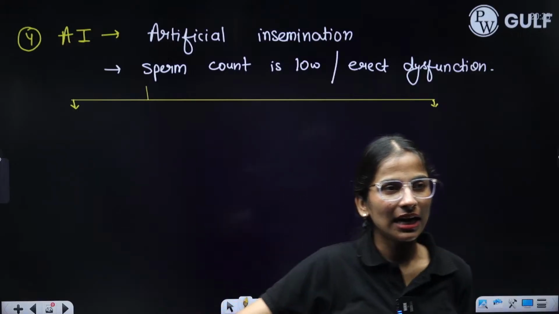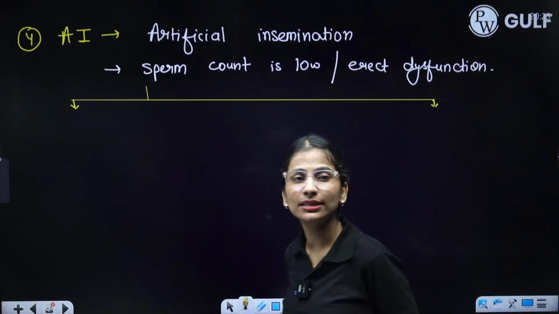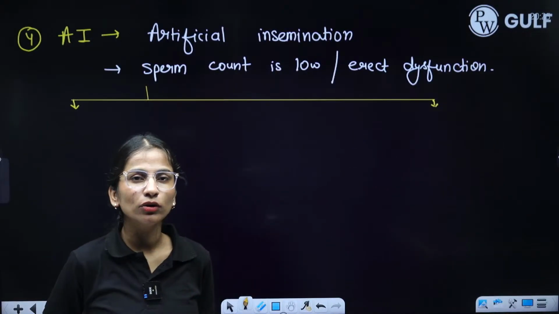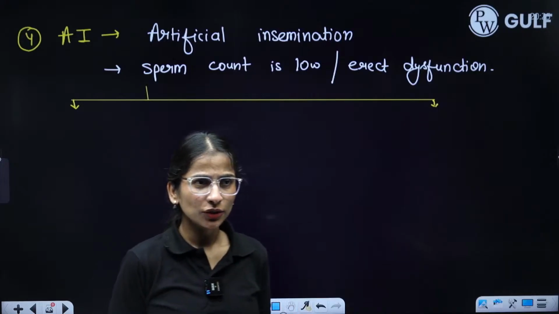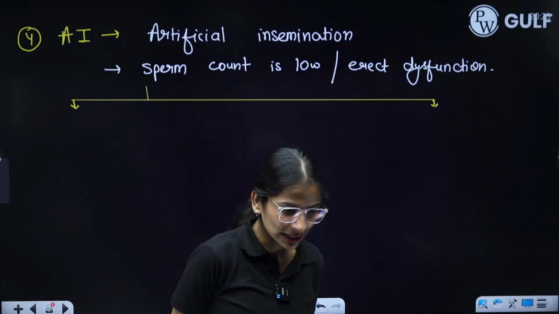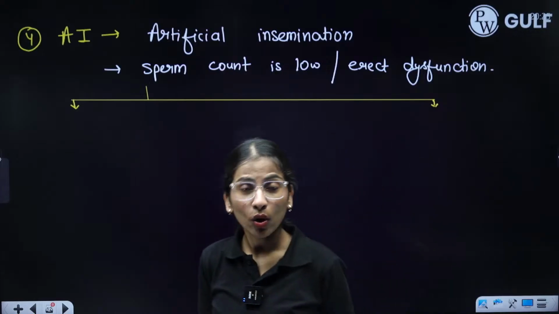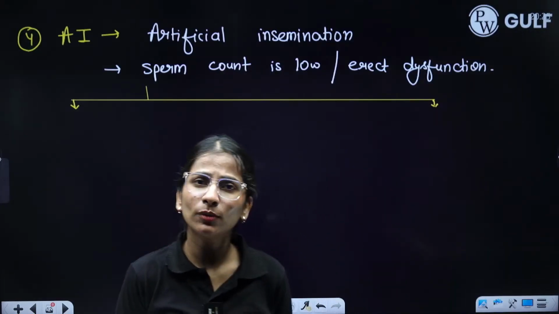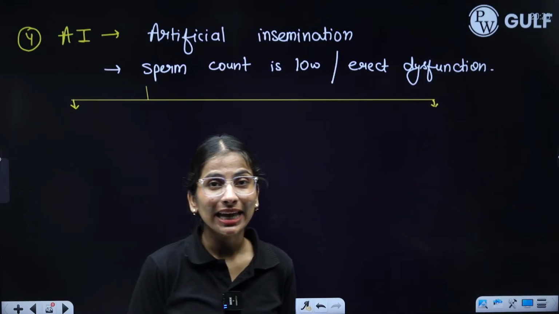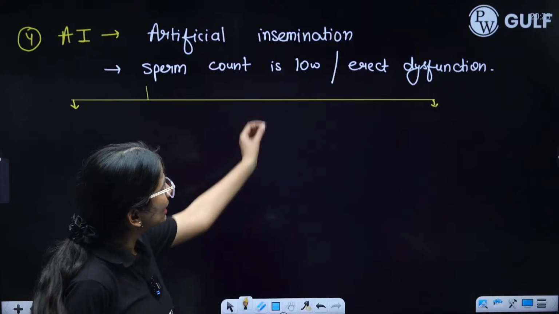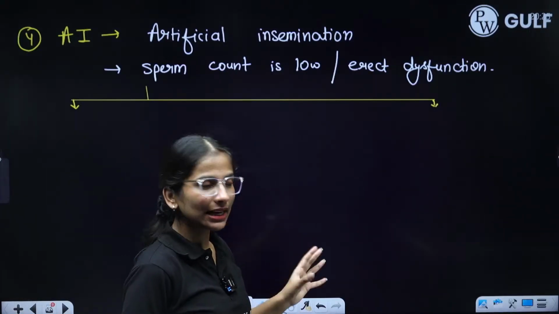Next is AI, artificial insemination. This is the artificial insemination I was talking about in the case of a donor male. Okay, so here what can be done? The sperms can have some kind of issues, or the male can have completely normal sperm count and everything, but there can be an issue with erectile dysfunction. What is erectile dysfunction?